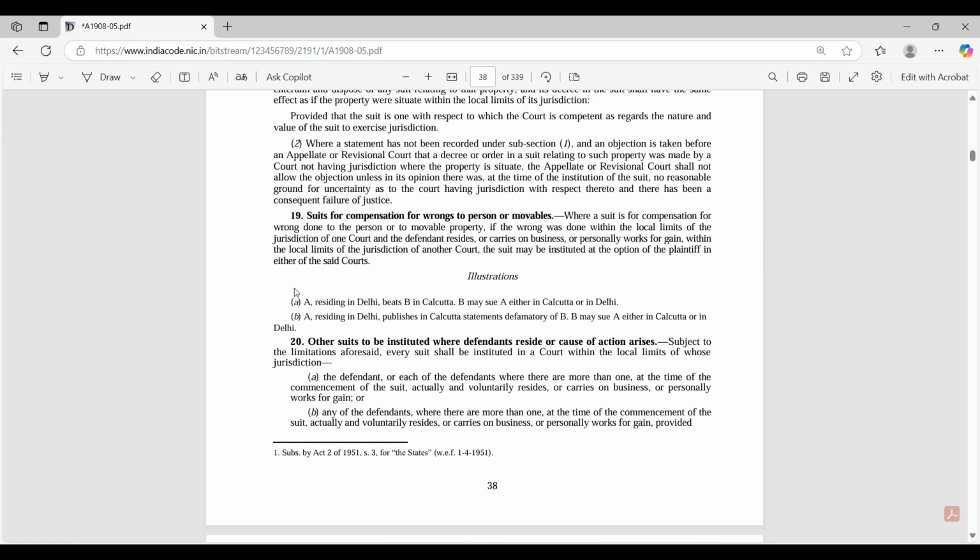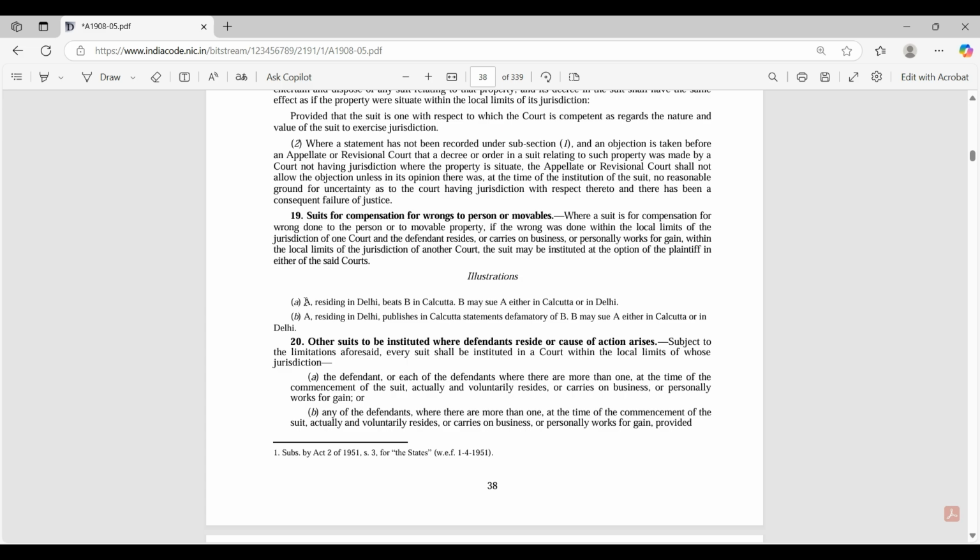Section 19, suits for compensation for wrongs to person or movables. Where a suit is for compensation for wrong done to a person or to a movable property, if the wrong was done within the local limits of the jurisdiction of one court, and the defendant resides or carries on business or personally works for gain within the local limits of jurisdiction of another court, the suit may be instituted at the option of the plaintiff in either of the said courts. So in that situation, you'll get 2 options, right? Whether where the defendant resides, works or carries out business, within the local limits of jurisdiction or not. Let's see the illustration.